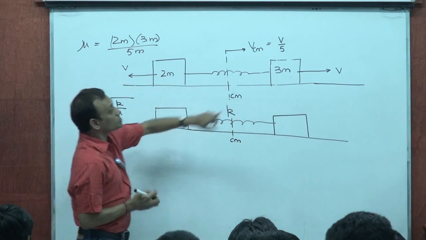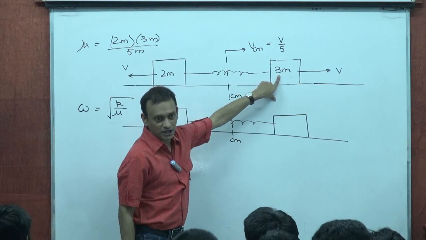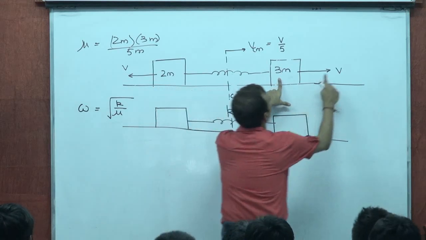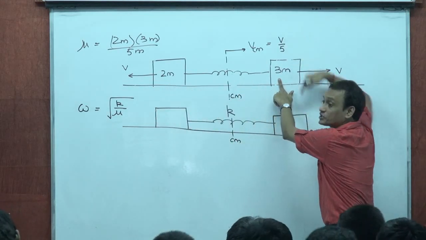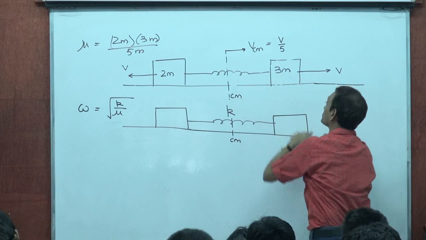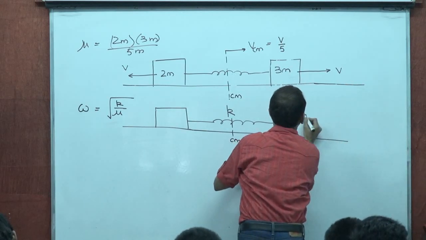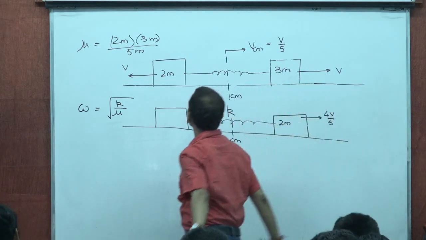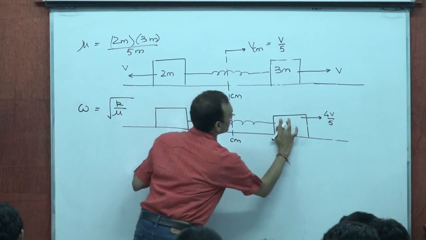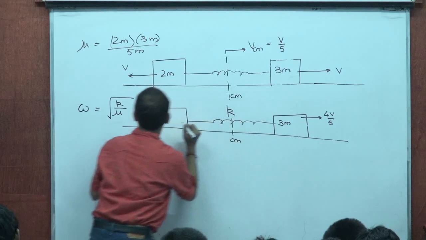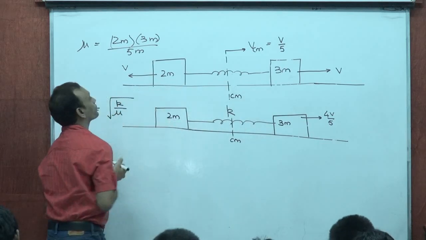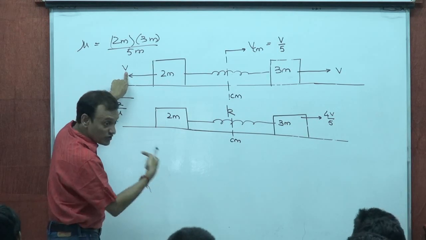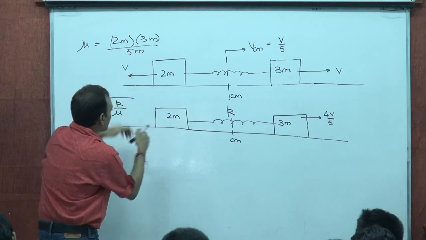Let me look at the velocity of this with respect to the center of mass. Initial velocity when the spring is unstretched, the velocity of this in the center of mass frame is going to be v minus v by 5, which is 4v by 5 to the right. Now this is 3m. The mass 2m, realize, has a velocity v plus v by 5, that is 6v by 5 to the left as seen by the center of mass frame.